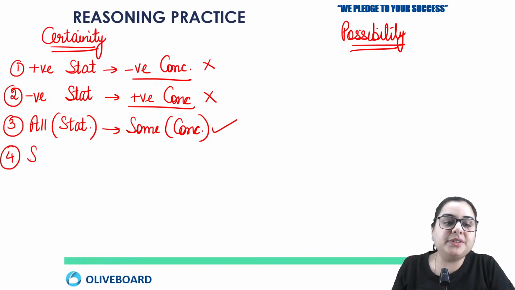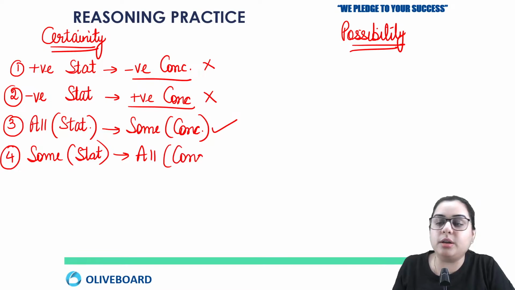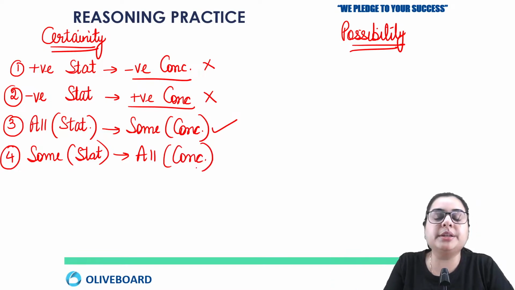But if I have the statement of some, from that, will the conclusion of all be correct or incorrect? So from the statement of some, the conclusion of all will be correct or incorrect. This is what you have to answer.